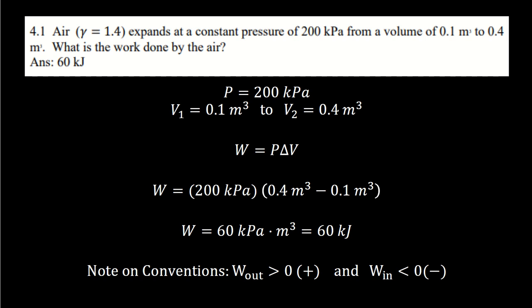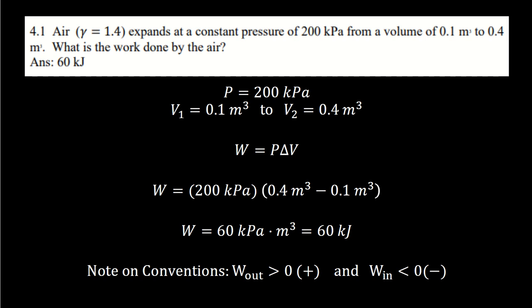4.1 from chapter 4: air with an adiabatic index, or gamma, equaling 1.4 expands at a constant pressure of 200 kilopascals from a volume of 0.1 to 0.4 cubic meters. What is the work done by the air? Well, what really matters is we don't need an n index. In this case, we don't need that gamma value.